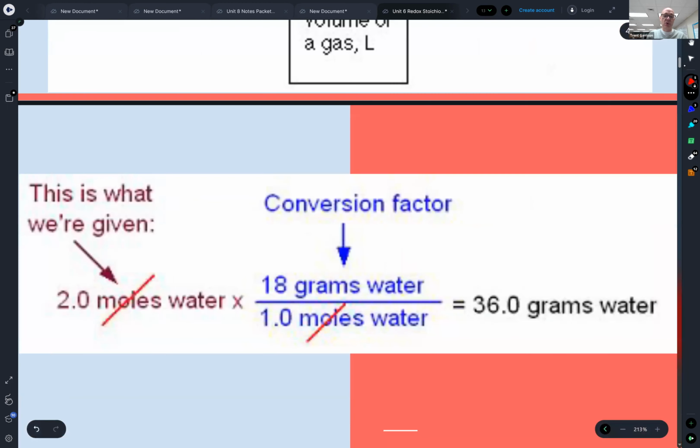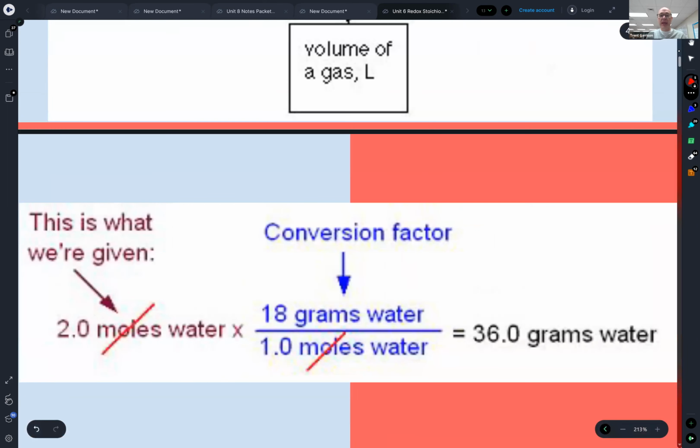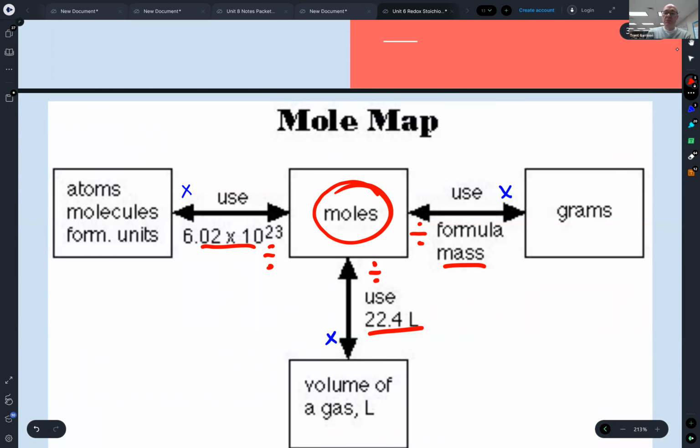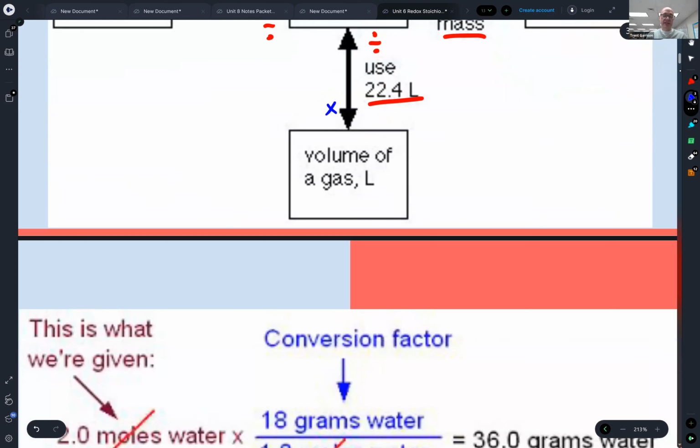Let's do a quick little review of what that means. If we have 2 moles of water and we want to convert it into grams, we consult our mole map. We are starting with moles and we want to move towards grams, so we should multiply. What do we multiply by? The weight off the periodic table. Hydrogens each weigh 1, oxygen weighs 16. You sum all that together and you get 18 grams per mole. So that's where the values in this practice problem come from.